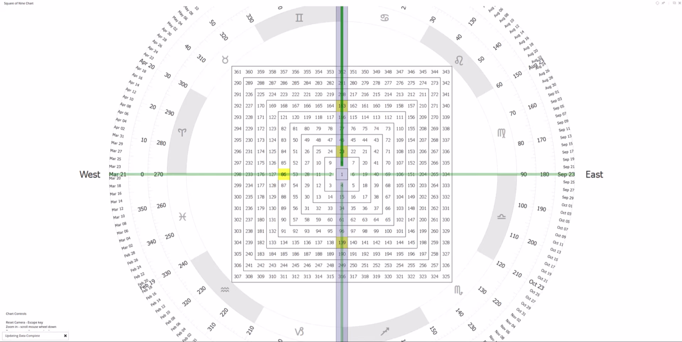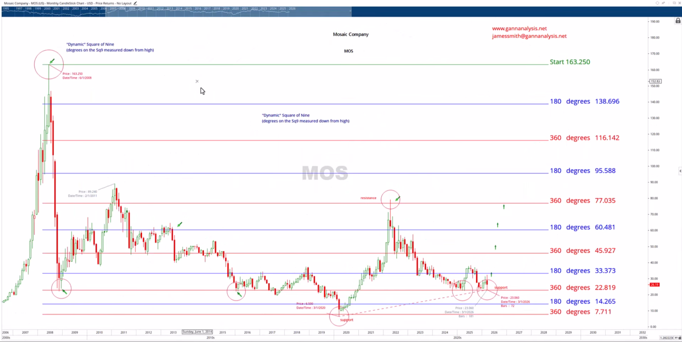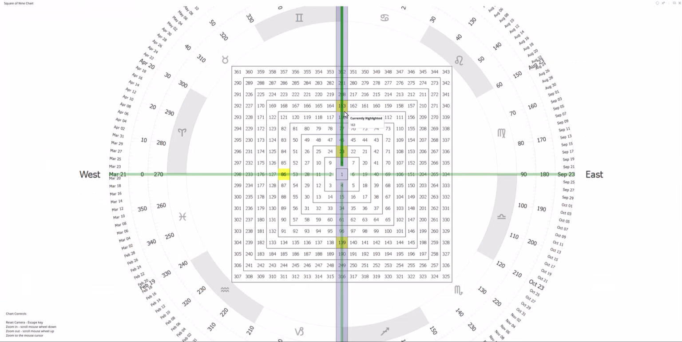So going back to the chart, you can see 360 degrees down or in would be 116. That's the same level I just showed you. So if you say that's 360, then 720 degrees would be 77, 1080 would be 46, and then 1440 degrees would be 23.